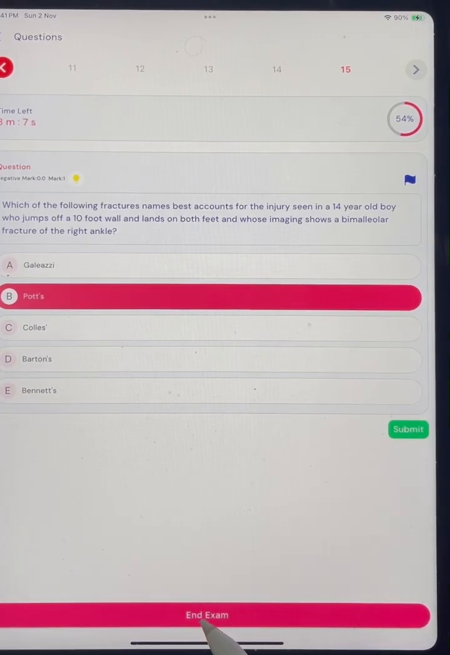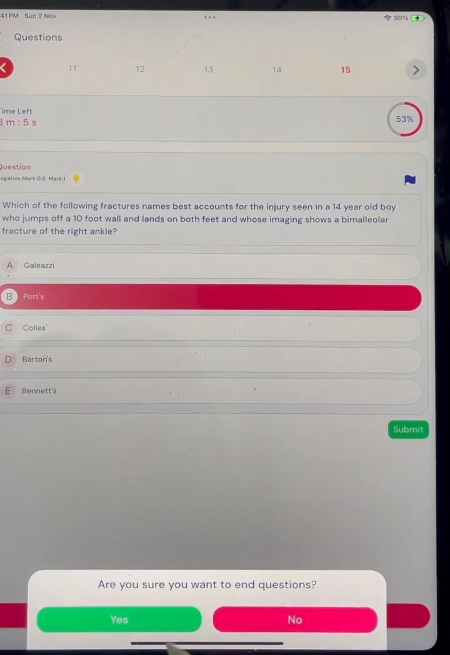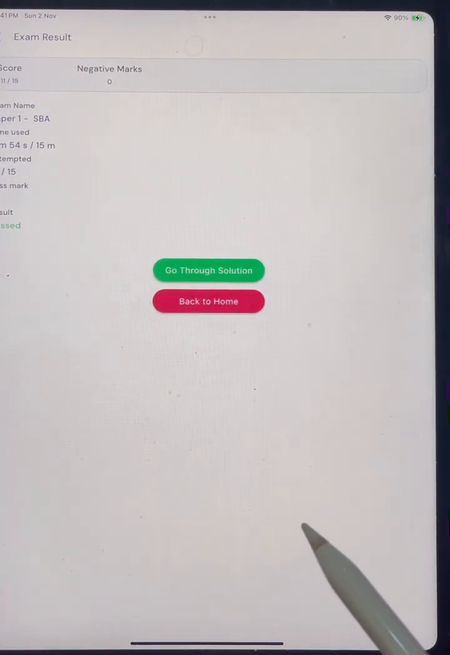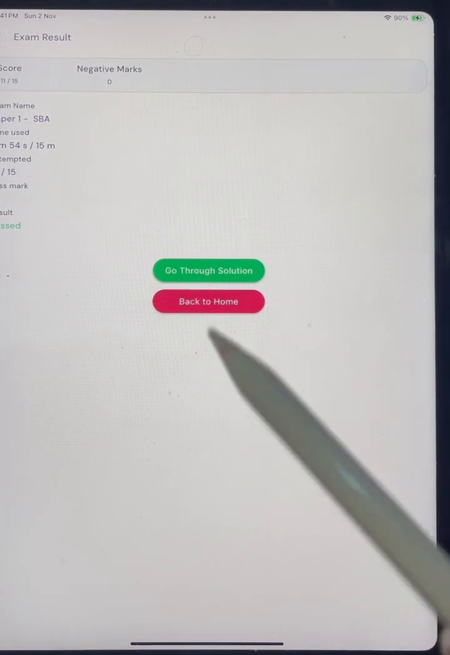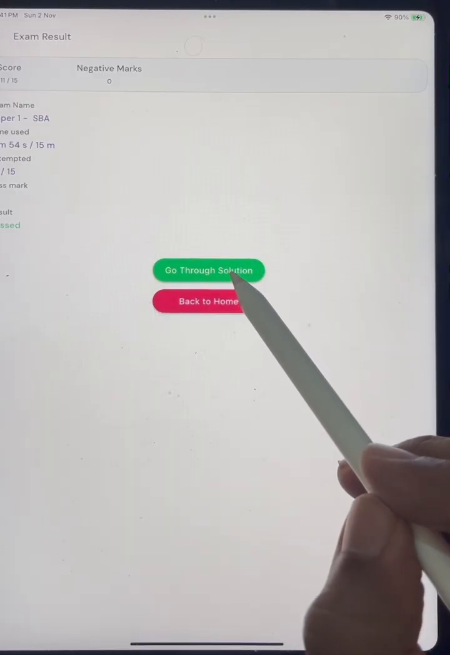So submitted. Let's see what is the result. Score is 11. Let's see the solutions.